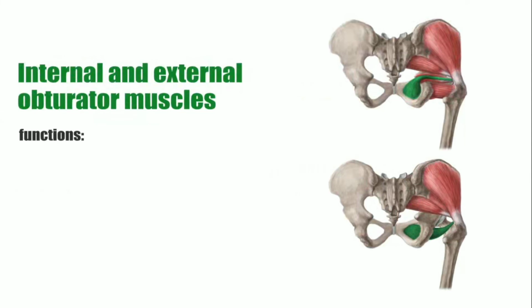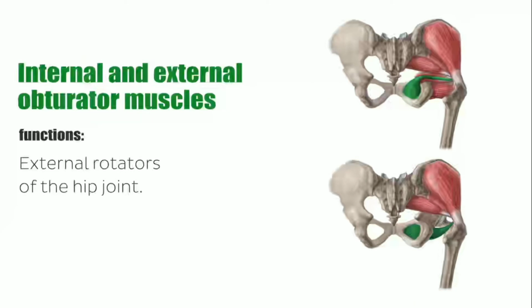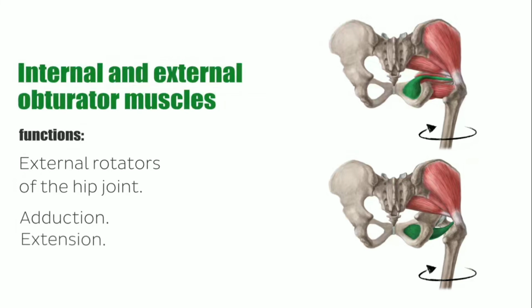In terms of functions, these muscles work as external rotators of the hip joint, as you can see here with these arrows. In addition, the external obturator muscle has an adduction role in the hip movement, and the internal obturator is going to have slight extension.